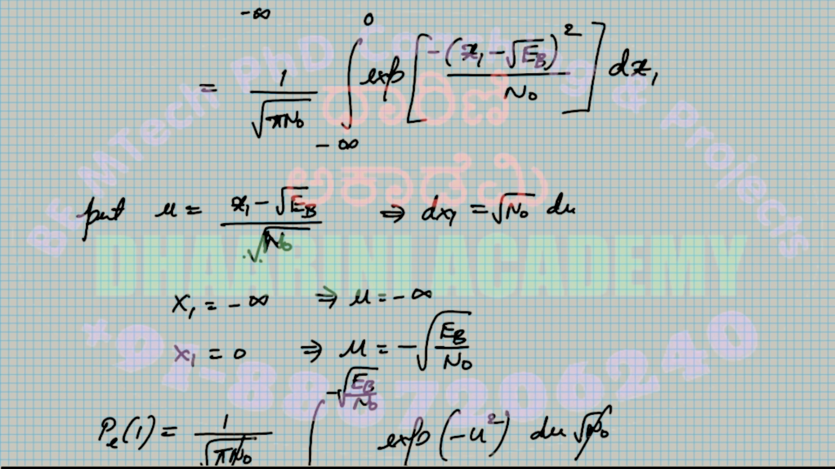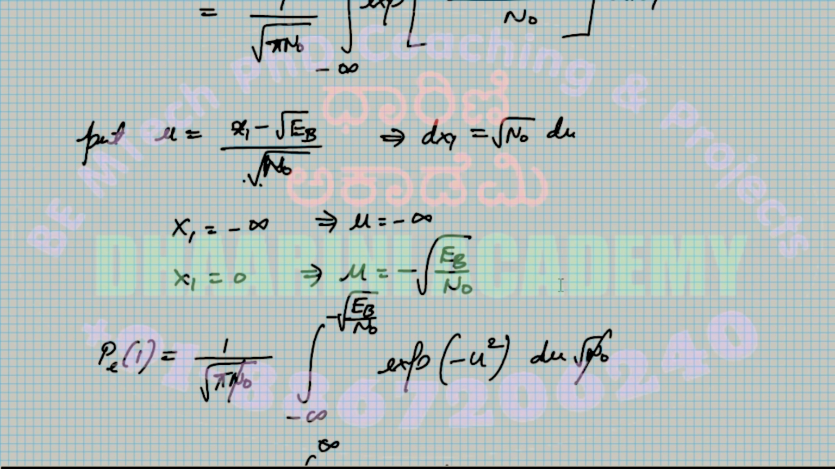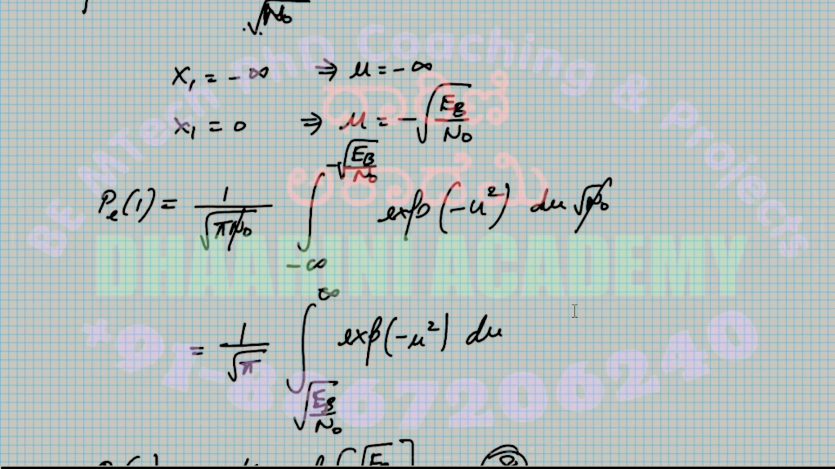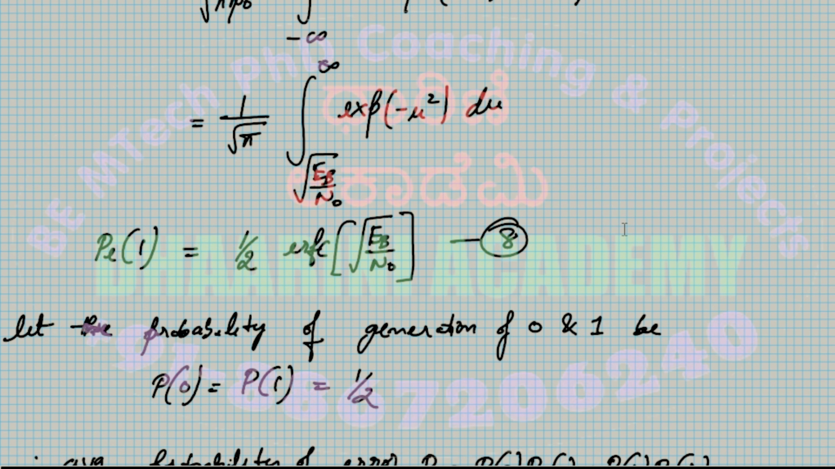So those two new limits, you put it in the integration, right? So P_E of 1 is equal to, substitute the value, that is minus infinity to minus root(E_b/N_0), exponential of minus u squared du. There was a root N_0 in the denominator which gets cancelled, and we are left with the term, which is once again a very standard error function. That is equation number 8.